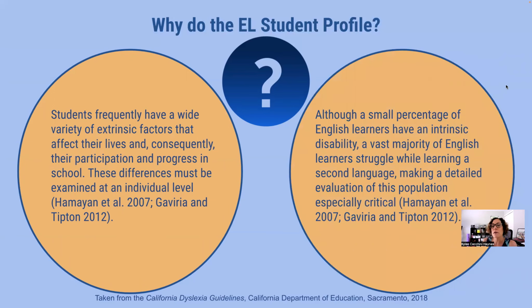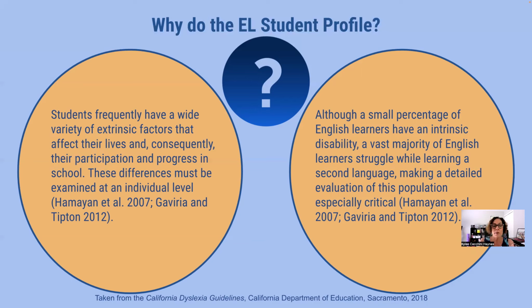Although a small percentage of English learners have an intrinsic disability, like a learning disability, a vast majority of English learners struggle while learning a second language, making a detailed evaluation of this population especially critical. And the backstory here is that often our English language learners are over-identified into special education because some learning disabilities in language can look very similar to learning a language, but they're not the same.